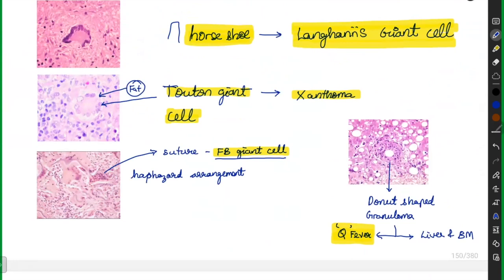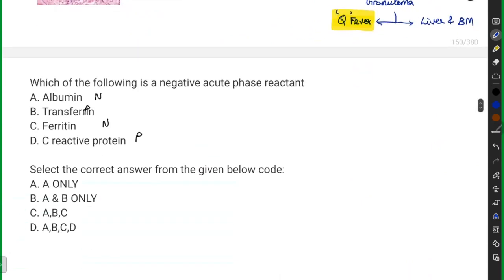Next is going to be another recent update, that is going to be your acute phase reactants. Which of the following is a negative acute phase reactant? So you have something called negative and positive acute phase reactants. So what is an acute phase reactant? Inflammation is often associated with a cytokine-induced systemic reaction that is collectively called the acute phase response.